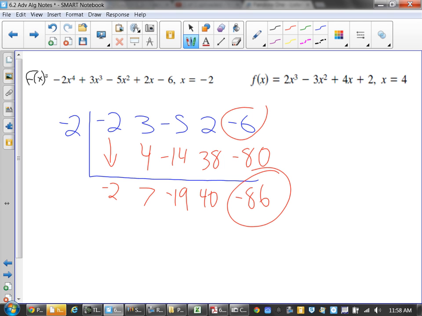Yes, sir? When we graph this tomorrow, will we be getting giant numbers like -86? There's a different way to graph these things. We're going to look at it a little bit differently than this, okay? We'll worry about that tomorrow, okay?